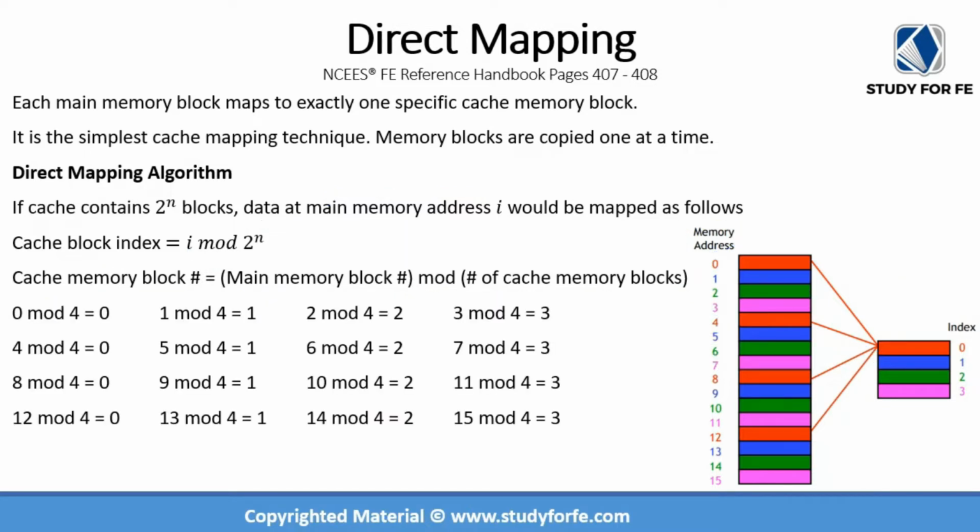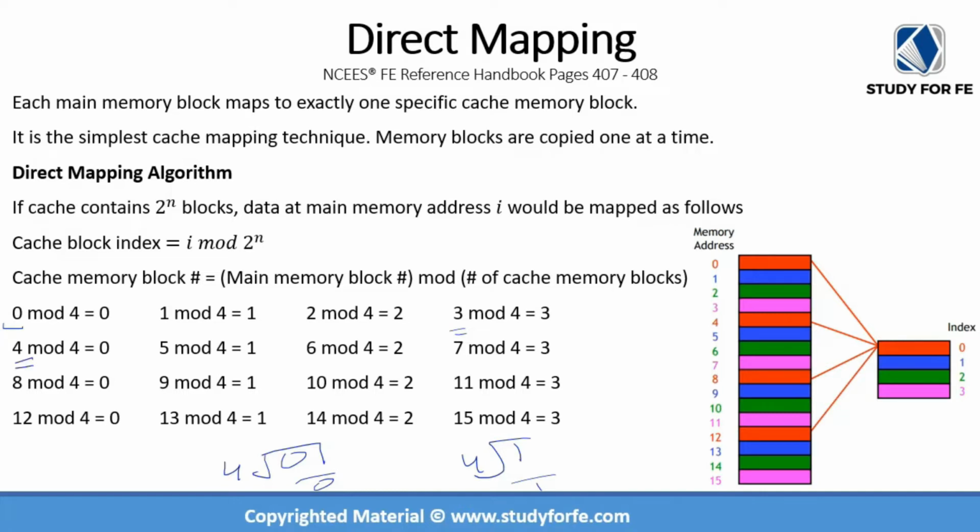So let's look at these examples. Let's say the main memory address or index is 0. So 0 mod 4 is equal to 0, because when you divide 0 by 4, the remainder is 0. When you divide 1 by 4, the remainder is 1. When you divide 2 by 4, the remainder is 2, because 2 will not be fully divided by 4. And when you divide 3 by 4, 3 will not be divided by 4, it will end up in the remainder.